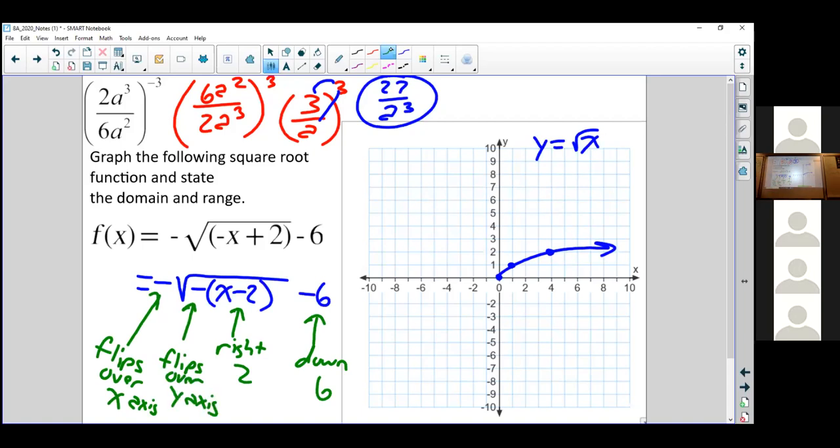So we're going to take care of that. We're going to do the shifting first and then start flipping. So I'm going to go from this point. I'm going to go right 2, down 6: 1, 2, 3, 4, 5, 6.